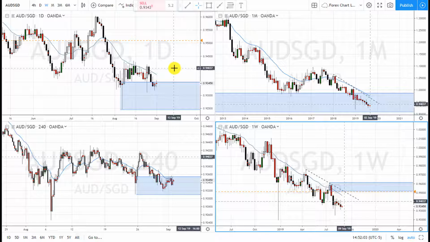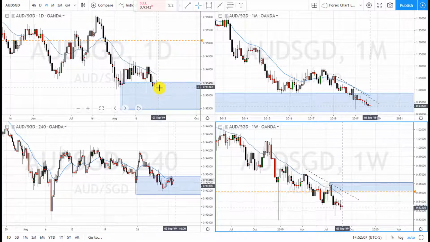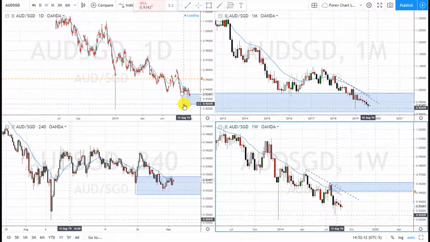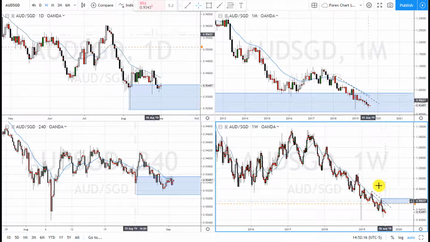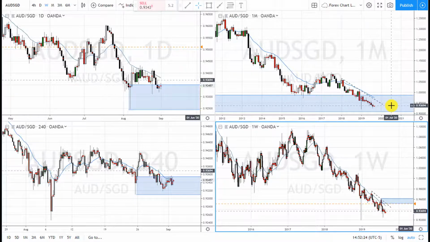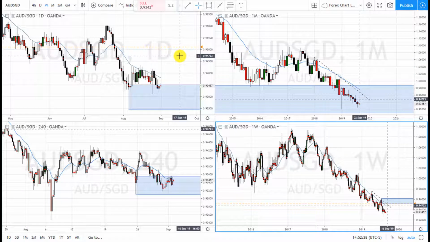All right. On the daily, there's a new area of demand created, but price tested one time, two times. It's really weak too, so we're expecting price to go lower. It's going to keep going lower until probably the very end here, or even break down here. I guess the Aussie dollar is pretty weak against the Singapore dollar.